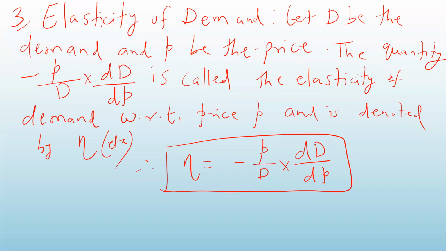Okay. So if D is a demand function, then you differentiate the demand function with respect to P and multiply it by minus P upon D. So that gives you the price elasticity of demand, with respect to the price, and we denote it by the symbol eta. Okay. So today we are going to find the elasticity of demand when the demand function is given to you.